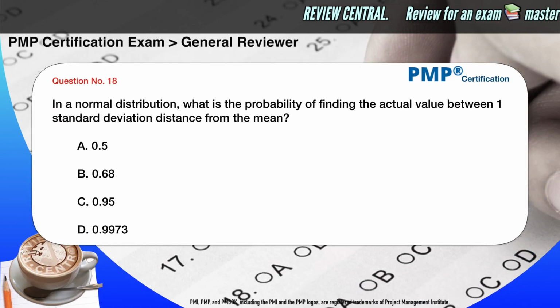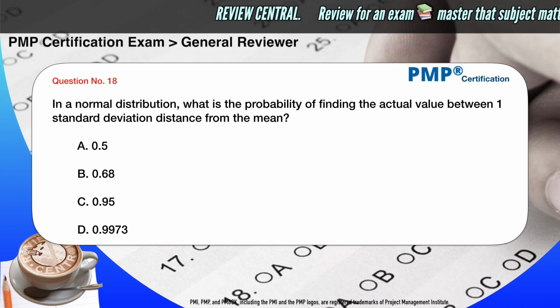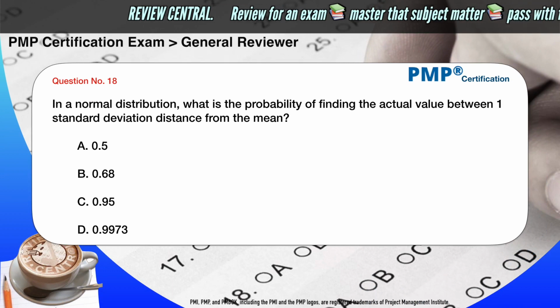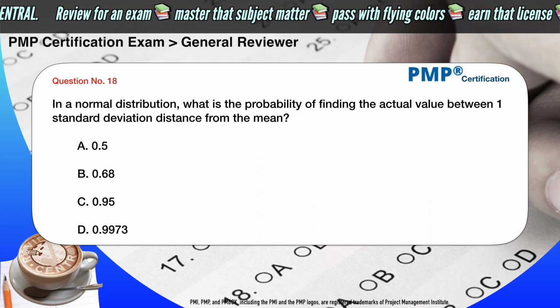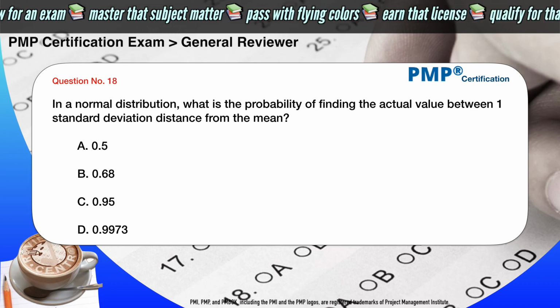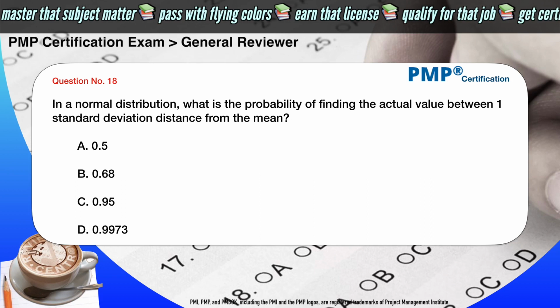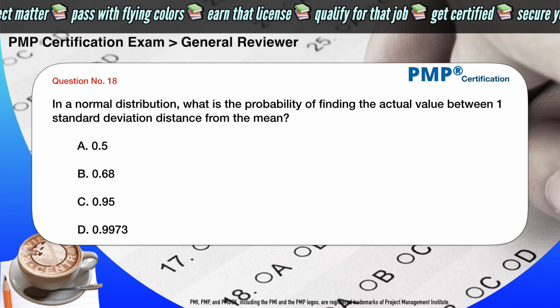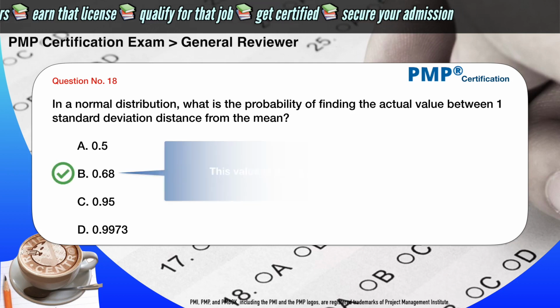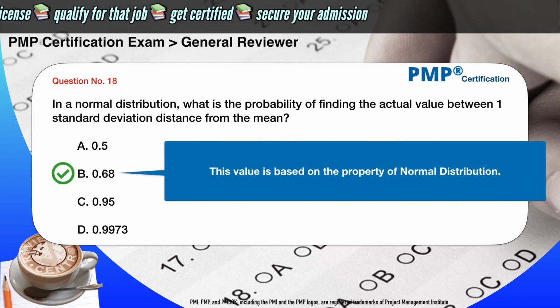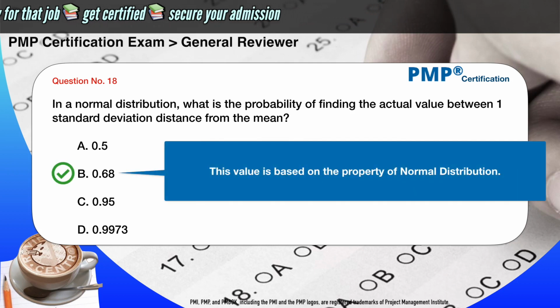In a normal distribution, what is the probability of finding the actual value within one standard deviation distance from the mean? A. 0.5, B. 0.68, C. 0.95, D. 0.9973. The correct answer is B. 0.68. This value is based on the property of normal distribution.